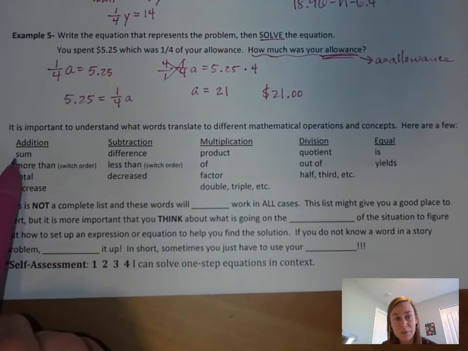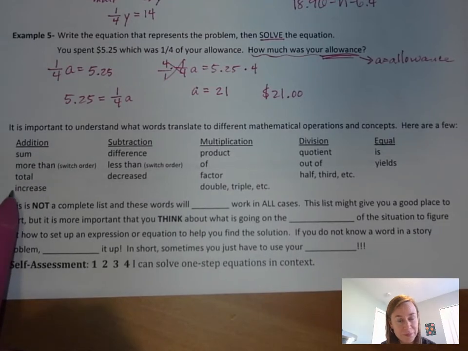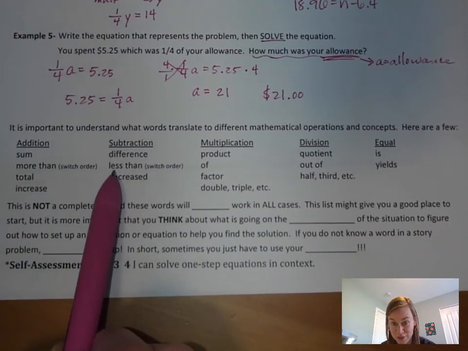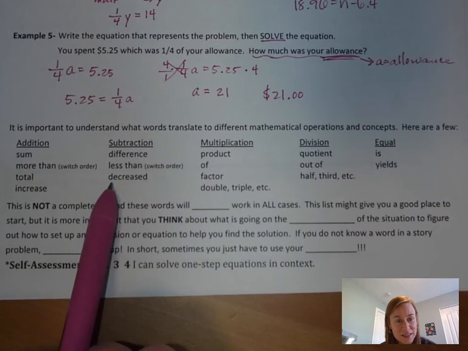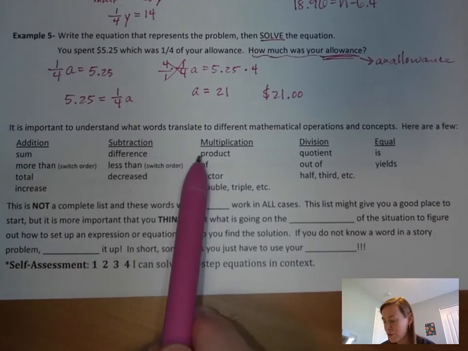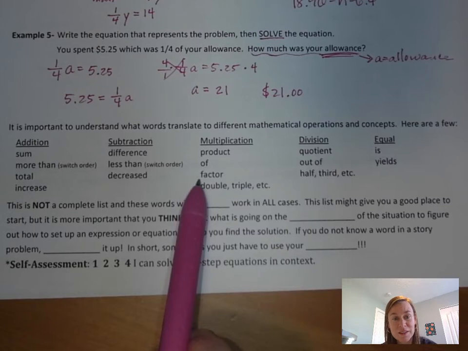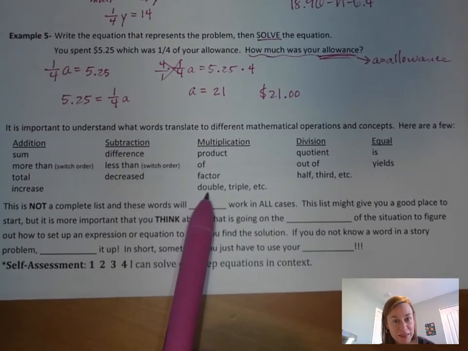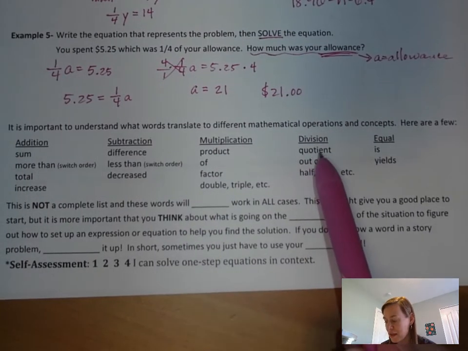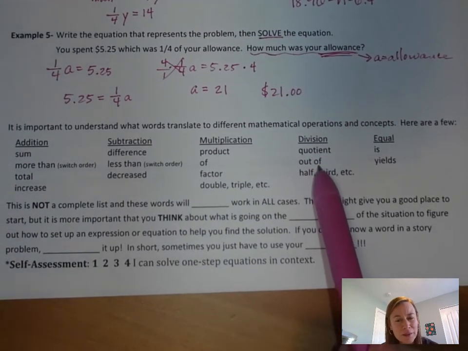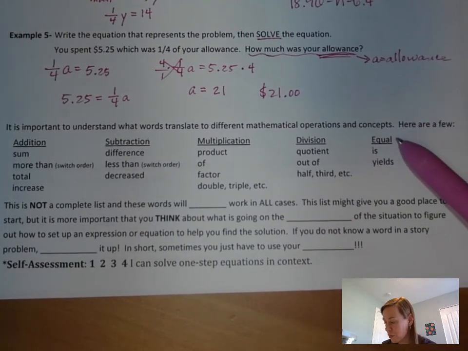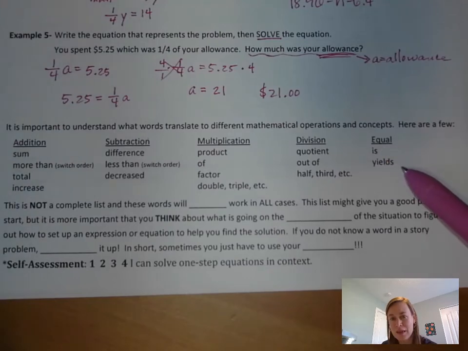For addition, we've got sum, more than (don't forget to switch the order), total, or increase. For subtraction, we have difference, less than (very important to switch the order there), and decreased. For multiplication, look for words like product, of, factor, or double, triple, twice, quadruple, things like that. For division, you would think quotient, out of, half, or third, things like that. And for equals, that would be is or yields.